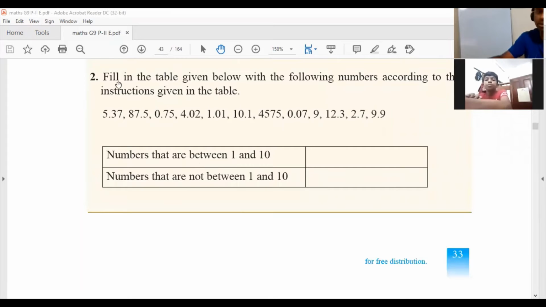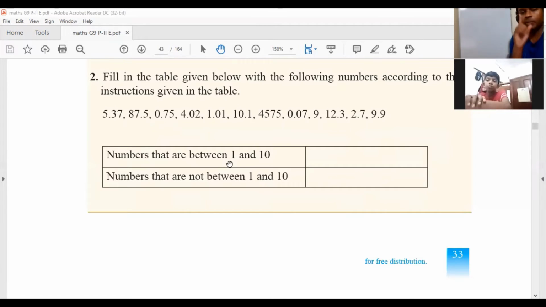Second question. Fill in the table given below with the following numbers according to the instructions given in the table. Numbers that are between 1 and 10. Numbers that are not between 1 and 10. They may be greater than 10 or less than 1. Are you ready to do this? Very easy. Yes, sir.